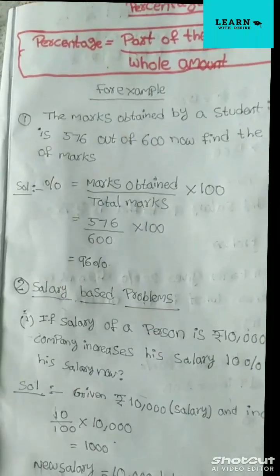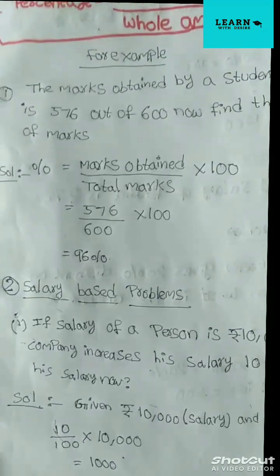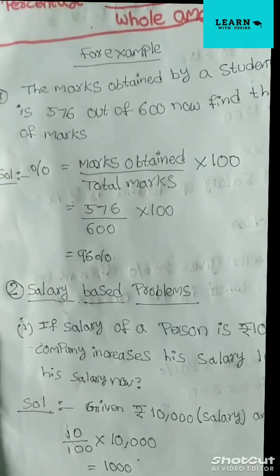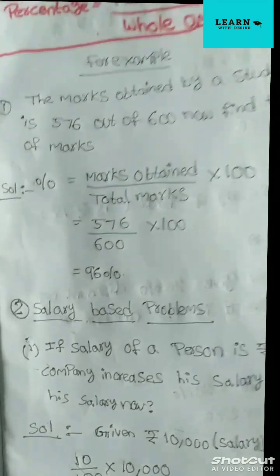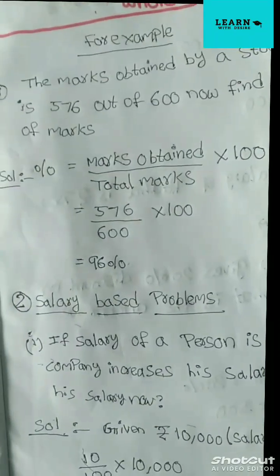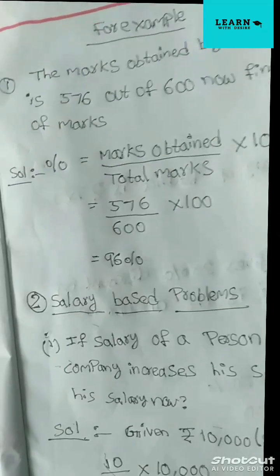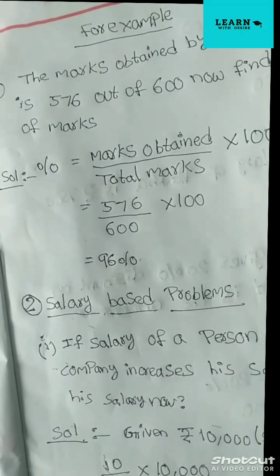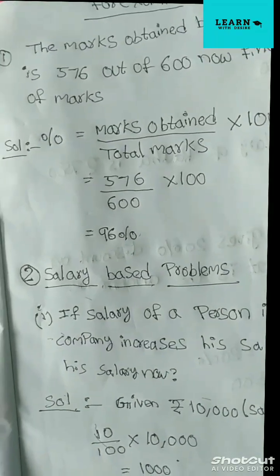We have to apply the above formula, that is like this: marks obtained by total marks into 100. The marks obtained is 576 and total marks is 600. We have to divide 576 by 600 and then multiply it with 100. Then we got the percentage value, that is 96.